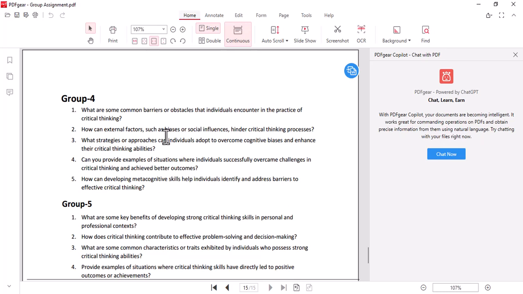Define wishful thinking and how it can be a barrier to critical thinking. Okay, wishful thinking is thinking or deciding on things that align with our desires rather than objective analysis. So that becomes a barrier to critical thinking because it's only centered on our own perspective rather than the objective or the other side. Nice.